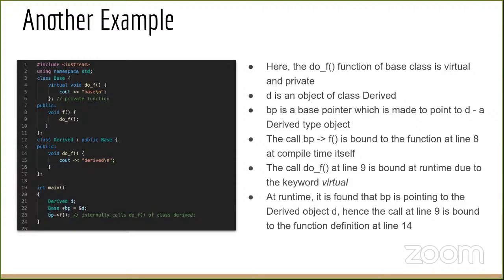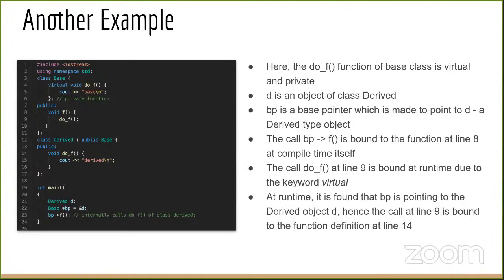Now at compile time, the compiler sees that the f function is calling do_f, and so it decides that this do_f, which is a virtual function for the base class, needs to be bound at runtime. So it doesn't bind this particular function call, which is present in line number 8, to any function definition. Now what happens at runtime is that bp arrow f calls the f function present in line number 8, and the do_f call in that f function in line number 9 actually binds at runtime.